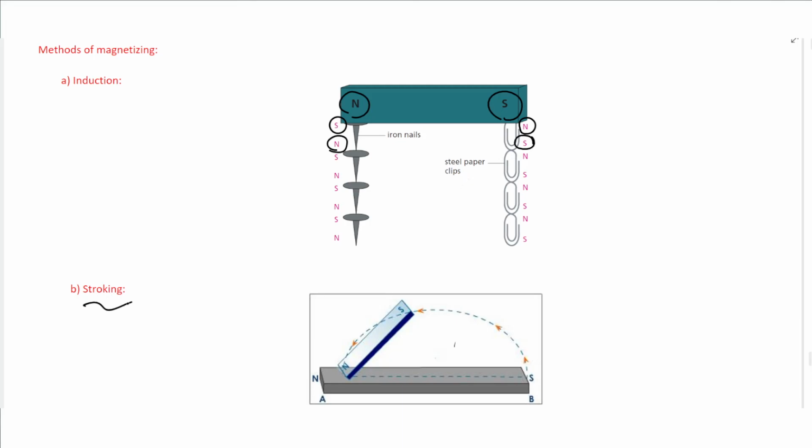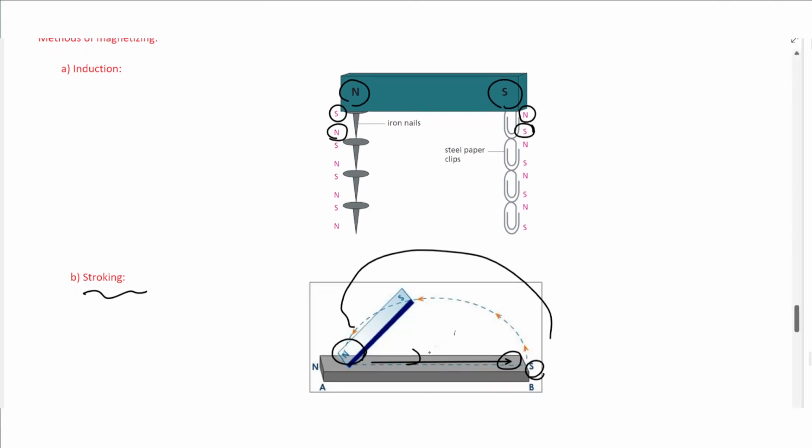Or you can use stroking, which is using one pole of a magnet and rubbing it against the material, attracting the opposite pole of the material towards that direction. So if you use a north pole and move to the right, the last position you move from will be a south pole. The north attracts a south. Then you move away and repeat the motion again and again, arranging more poles towards one side. So induction and stroking create weak magnets.